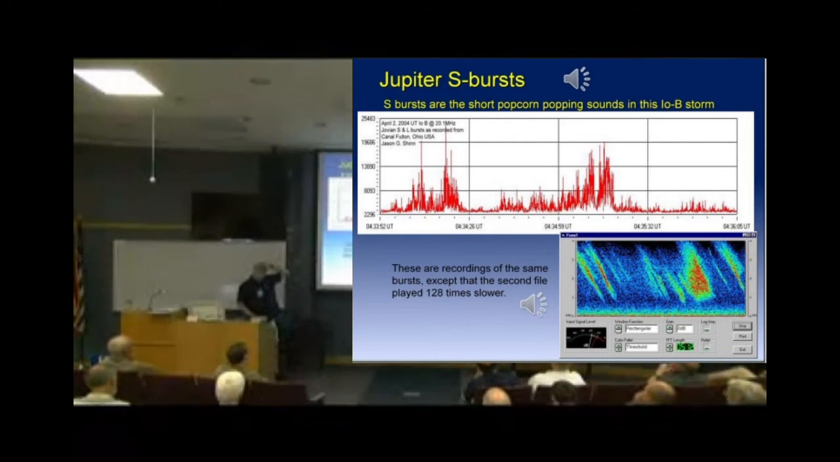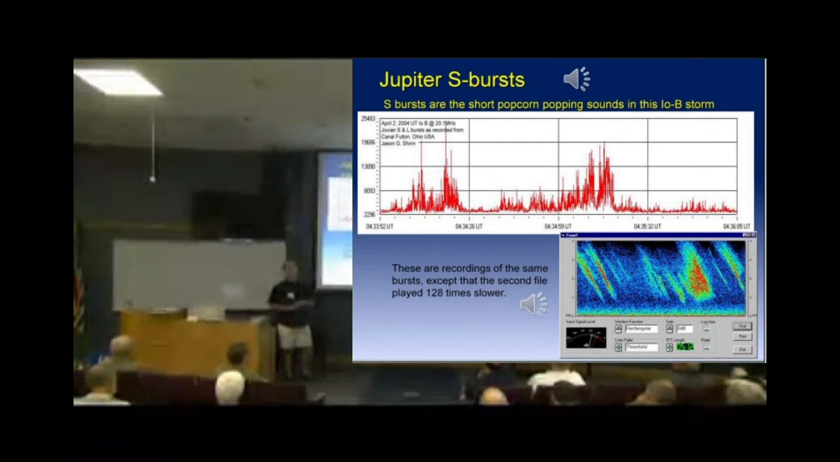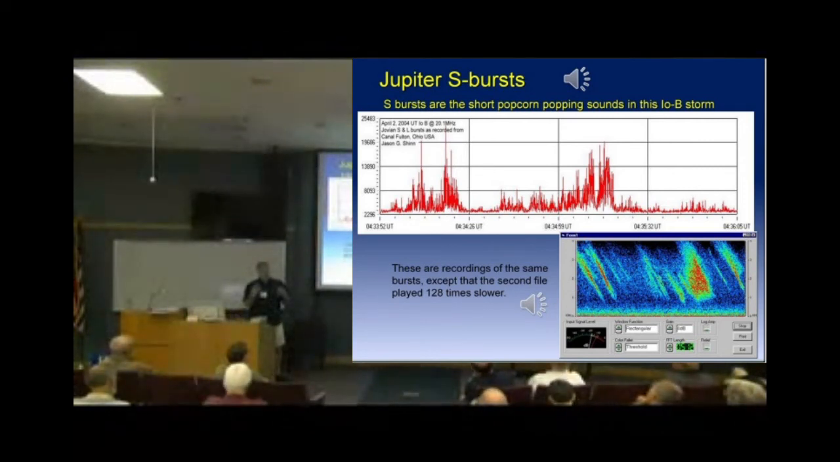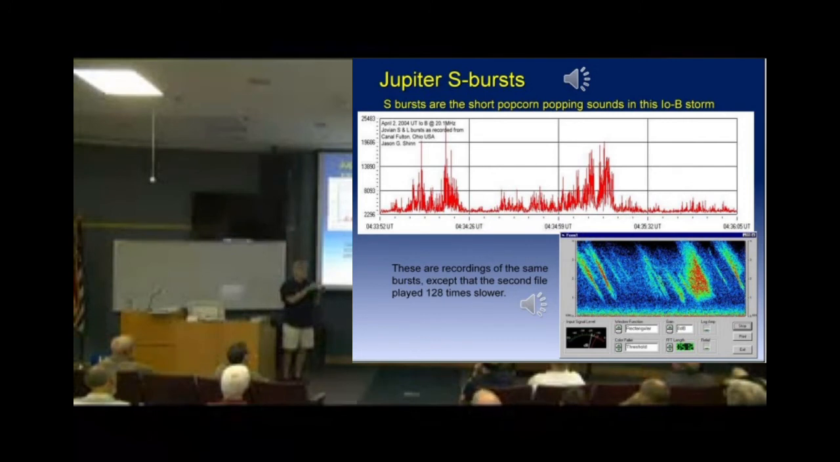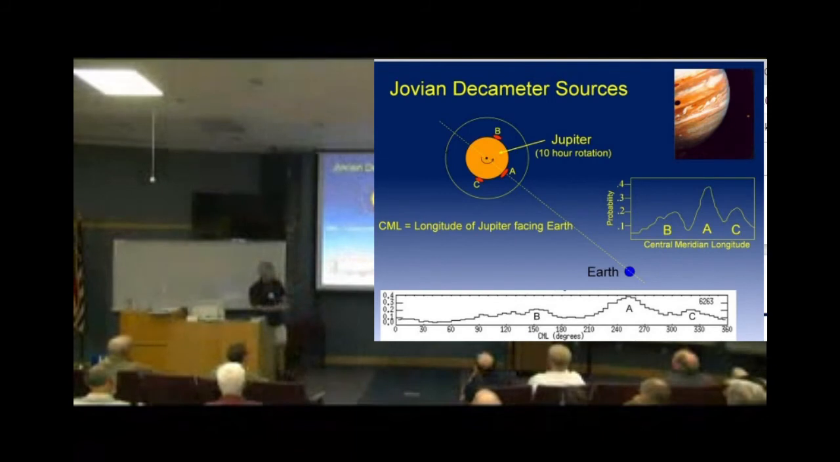We can slow these sounds, or record the data at high speed and play them back at very slow speeds, and then you can actually see on a spectrogram the spectral signature of these S-bursts. And they move from high frequencies to low, and what's interesting about that is that ties into how the emission is being generated at Jupiter and where it's being generated, which I'll talk about here in just a moment.